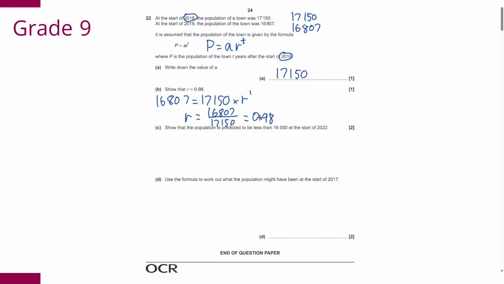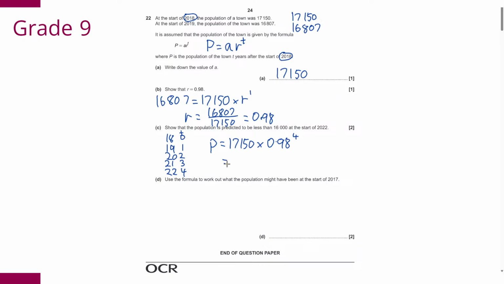Okay, this is where it gets a bit complicated. So 2018, our T is 0, right? 2019 is T equals 1, 2020 is 2, 2021 is 3, and at the start of 2022, it will be 4. So we've got P equals A, which was 17,150, times R, which is 0.98, to the power of 4.